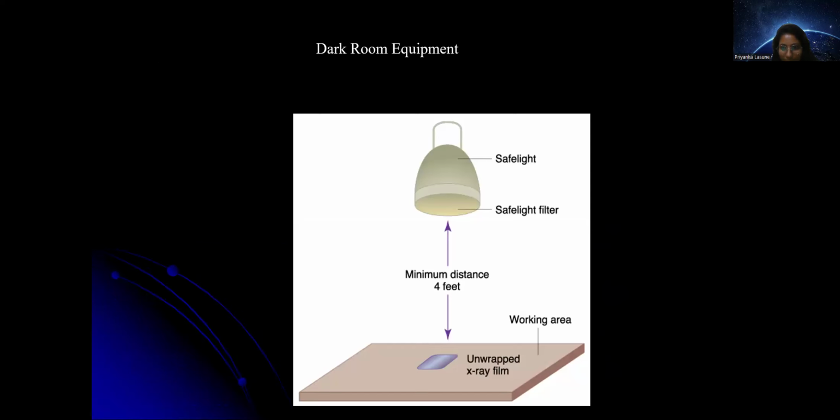Darkroom equipment, where we can see the safe light. Red light is used because of its larger wavelength. It has less penetrating power than X-rays for the films. Safe light GBX is used, where the working area is 4 feet away from the safe light.